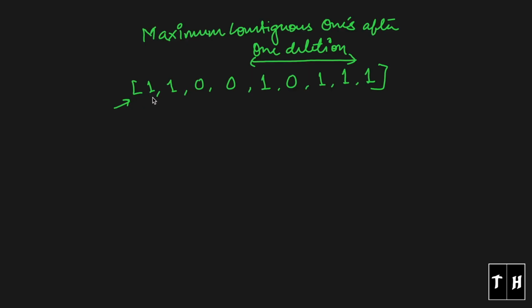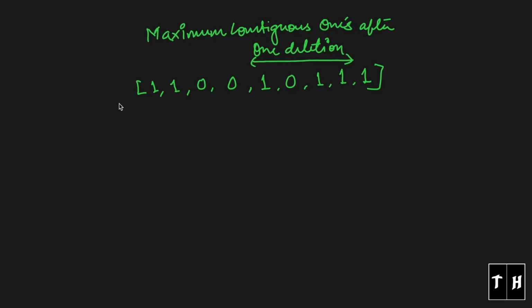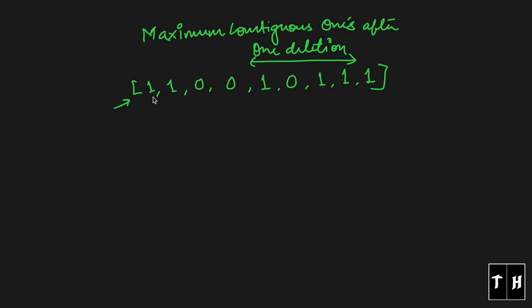Let's see how we can solve this problem. Take the example of this array, 1 1 0 0 1 0 1 1 1. Here there's no point deleting ones, so we'll always target a 0. We can delete this, this, and this. If we delete this, the length would be this, so 3. But if we delete this, then these 4 ones will be together, so our output would be 4.